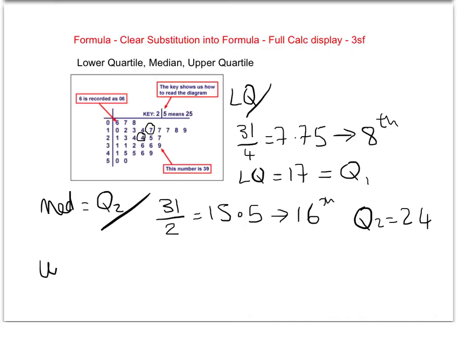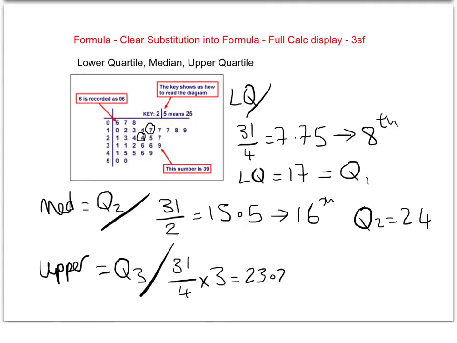Upper quartile, which is written Q3, we're going to do 31 divided by 4 times 3. So that's 3/4 of the way through the data, which I'm just doing on a calculator. 23.25. That's not a whole number, so it rounds up to the 24th. And then you count along, and the 24th is 16, 17, 18, 19, 20, 21, 22, 23, 24th is 39. So there's our lower quartile, our median, and our upper quartile.